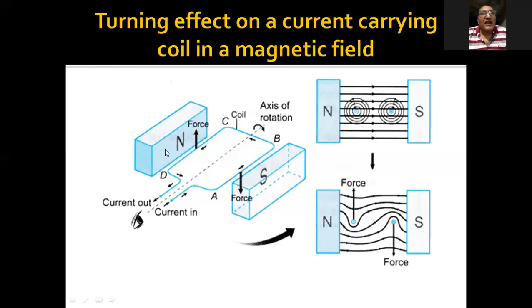So AB is experiencing a force in the downward direction and CD is experiencing a force in the upward direction. You see, this is a coil. A coil is a body, and on one side of the coil the force is downward, and on the opposite side of the coil the force is in the upward direction. The coil also has an axle. So these two forces act as a couple, and they will rotate the coil in the clockwise manner.